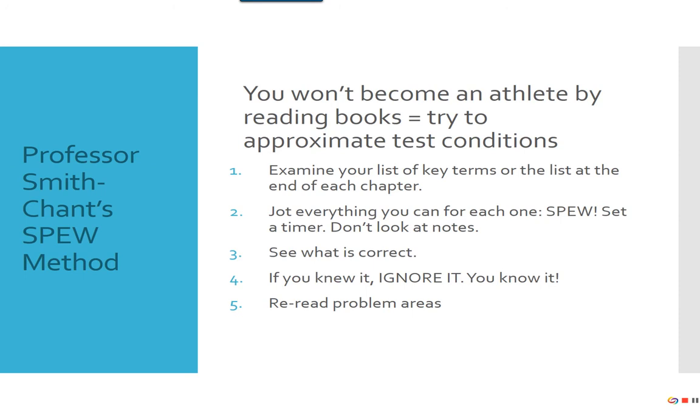Then use your notes from your textbook to see what you had correct. If you got the information correct, then you can move on. You know this term. But this will help you to know where you need to reread in terms of problem areas, areas that you weren't able to talk about accurately.